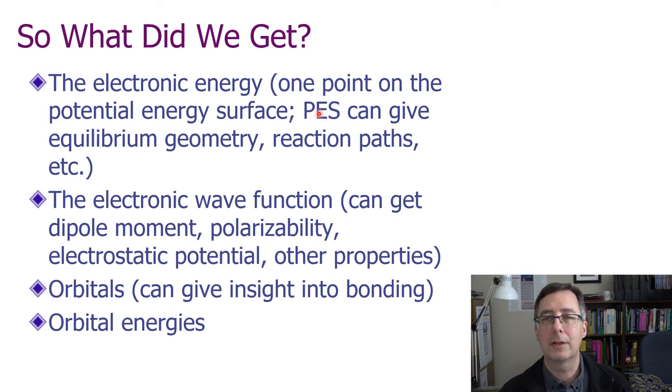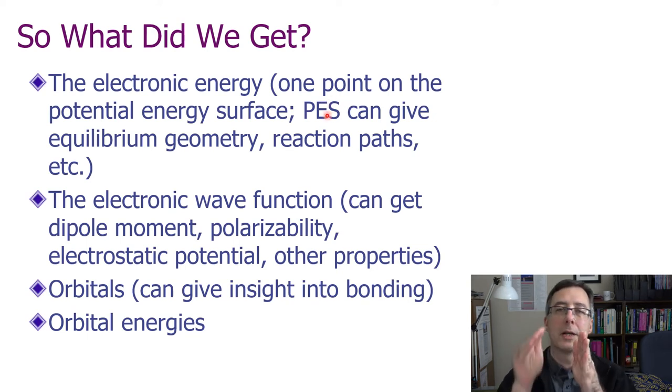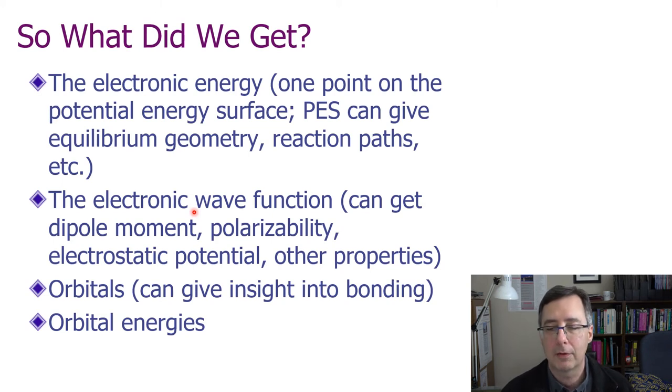Even if you don't explicitly map the full 3n minus 6 dimensional potential surface, you can walk around on it by going down in the gradient direction to optimize the geometry of a molecule. And you can get reaction paths and various things. You get the electronic wave function. That's that Slater determinant. Now we know what the orbitals are that make that up. And from that Slater determinant, we can get dipole moment, polarizability, other properties. You get orbitals out. Those are the columns of that Slater determinant. Sometimes people like to analyze orbitals to get insight into what is the bonding doing and where's the density of the molecule and that kind of thing. And you also get orbital energies, which can be helpful as well.